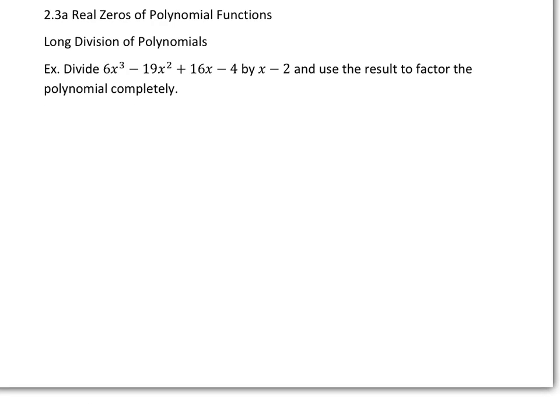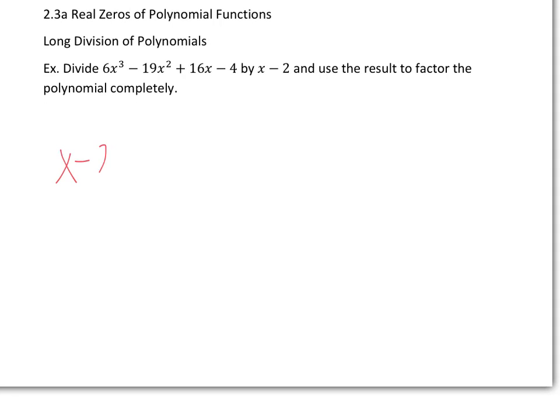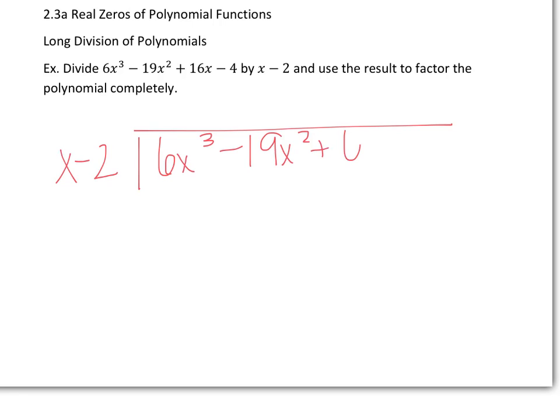When I'm dividing a polynomial, I'm writing it just like you did when you learned long division the first time. Since x minus 2 is what I'm dividing by, I'm going to divide that into 6x cubed minus 19x squared plus 16x minus 4. Remember the box: what you're dividing by goes on the outside, and what you're dividing into goes inside this box.